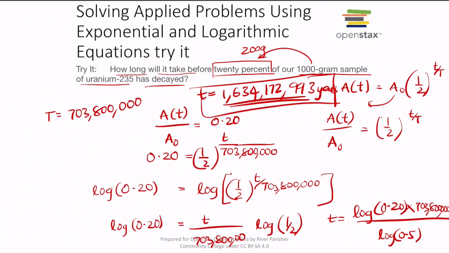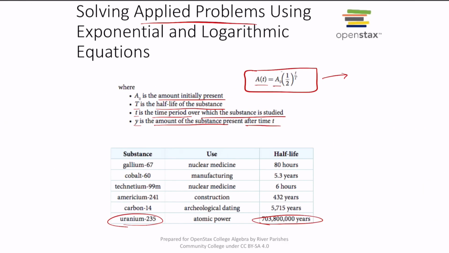So this is how we can apply the principles of exponentials towards half-life period problems. Remember the formula, A of t equals A naught times half to the power of small t by capital T, where uppercase T represents the half-life and small t represents the total time we are evaluating over.